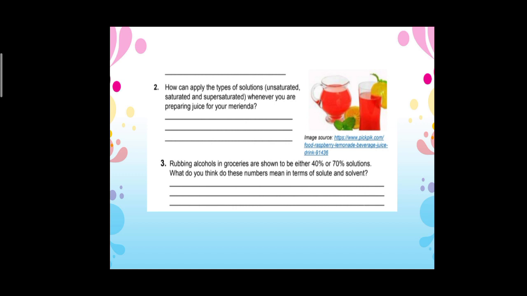Then for number 3, rubbing alcohol in groceries are shown to be 40% or 70% solutions. Why do you think, what does this number mean in terms of solute and solvent? Okay, so ano ba yung pinapakita ng 40% and 70%? Okay, tandaan, pinapakita dito yung dami ng solute na nilalagay. Ibig sabihin, pag 40%, 40% yung ating solute na nilagay na alcohol doon and 60% ang water. Kapag 70% naman, 70% alcohol yun, 30% is water.